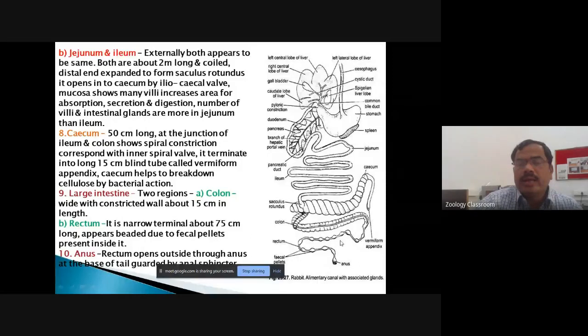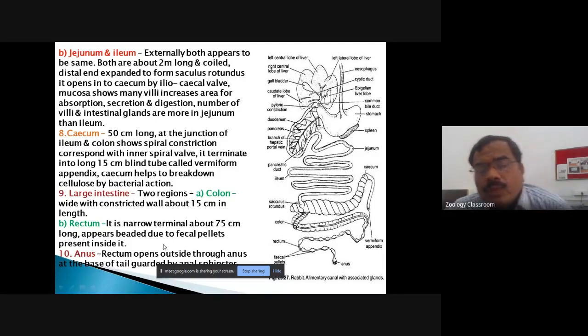Then this is the rectum. The rectum is longer, about 75 centimeters, and it shows a beaded structure like a string of beads. Okay, so the rectum is beaded. And why is it beaded? Because inside it shows fecal pellets. Fecal pellets are present inside.